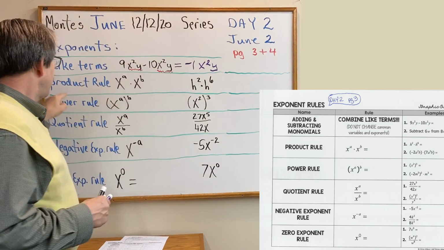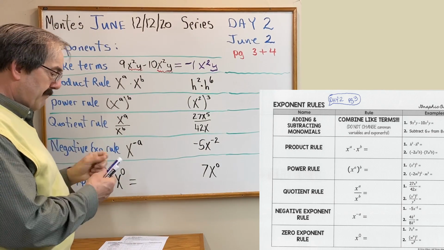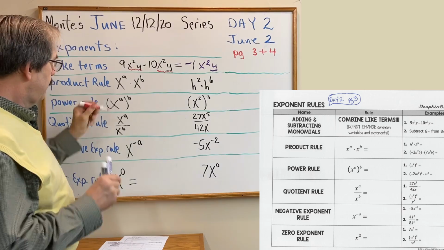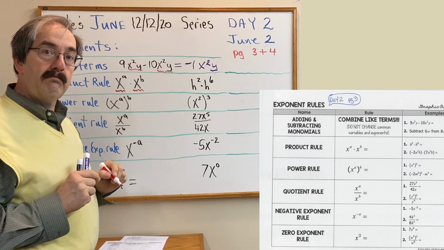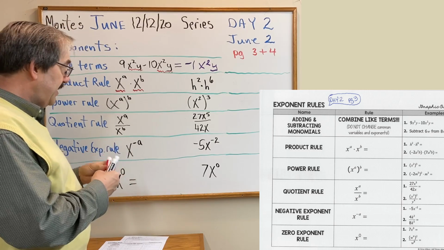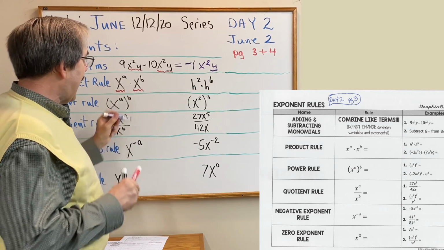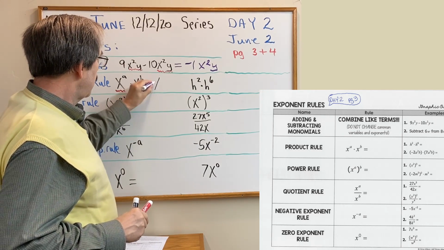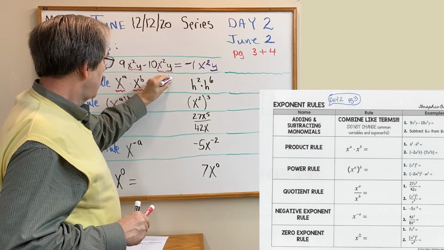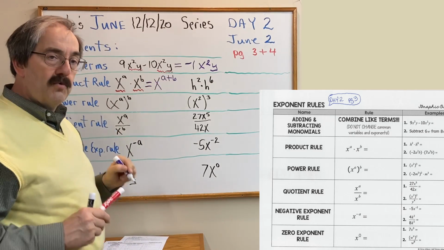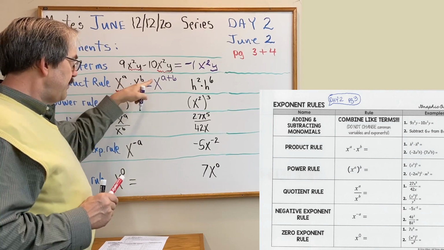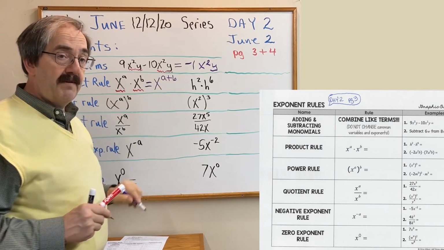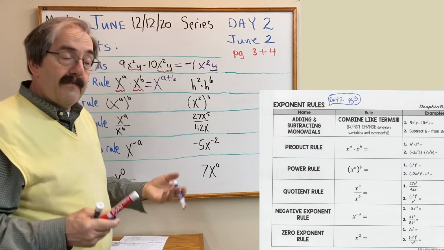All right, so product rule. When the base is the same, add the exponent. When the base is the same, we add the exponent. Make sure you write that rule on your paper. X to the a times x to the b is the same as x to the a plus b. Well, you already know that.